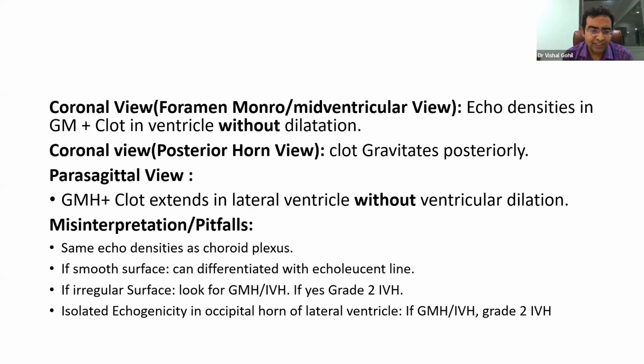If you see isolated echogenicity in the occipital horn of the lateral ventricle, again you need to look for the IVH in other parts of the lateral ventricle. If it is there, that means it is a part of the grade 2 IVH. Clear till now?